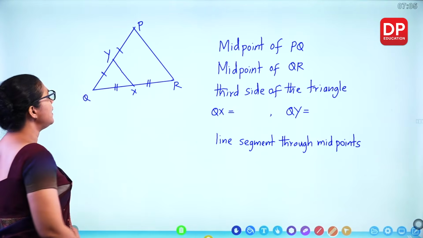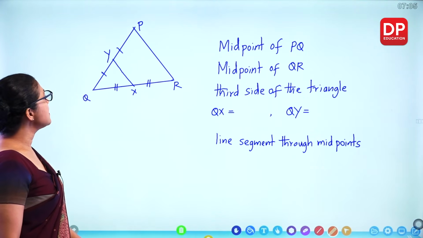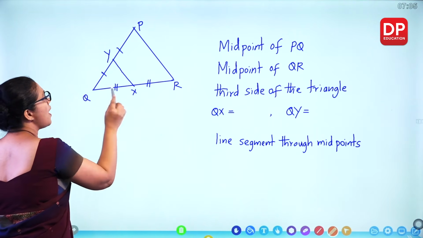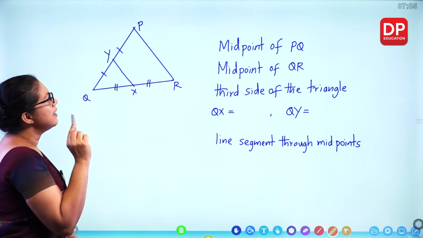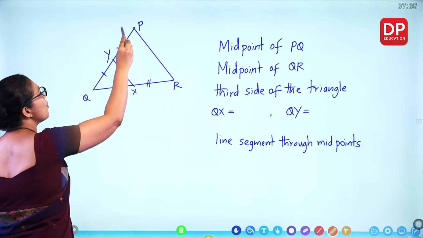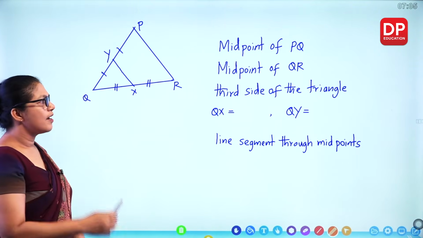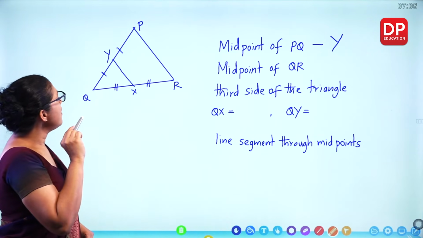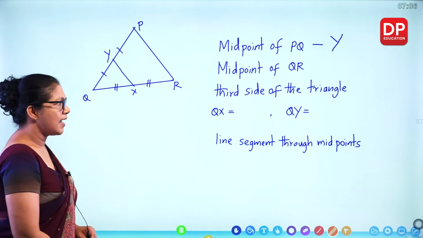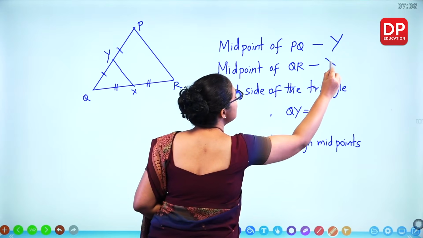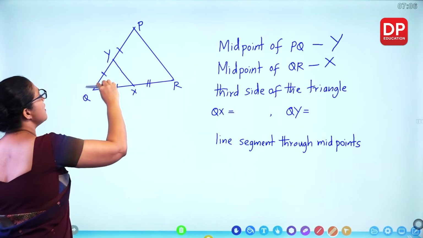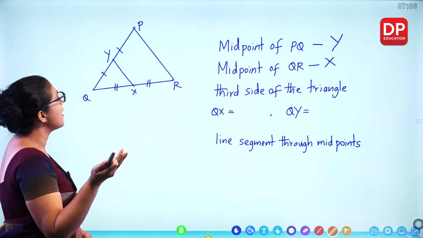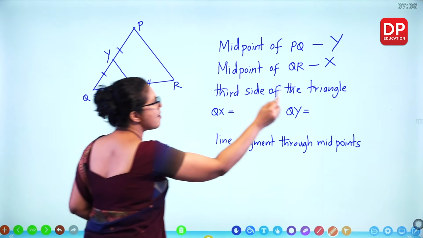We'll take another example. PQR is a triangle and it says this length is equal to this length and this point is Y. Here these two lengths are equal. What's the midpoint of PQ? That's Y. The midpoint of QR? You get X. Then what's the third side of the triangle? The other side, apart from these midpoints, we call the third side of the triangle, is PR.